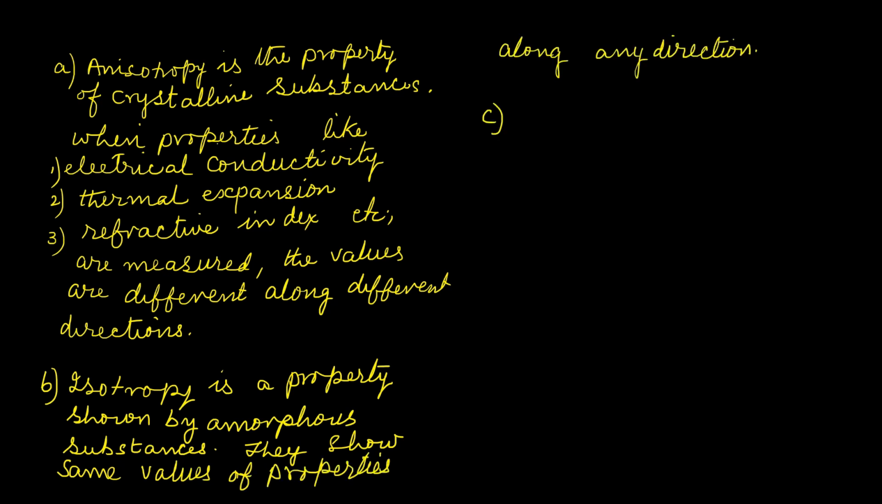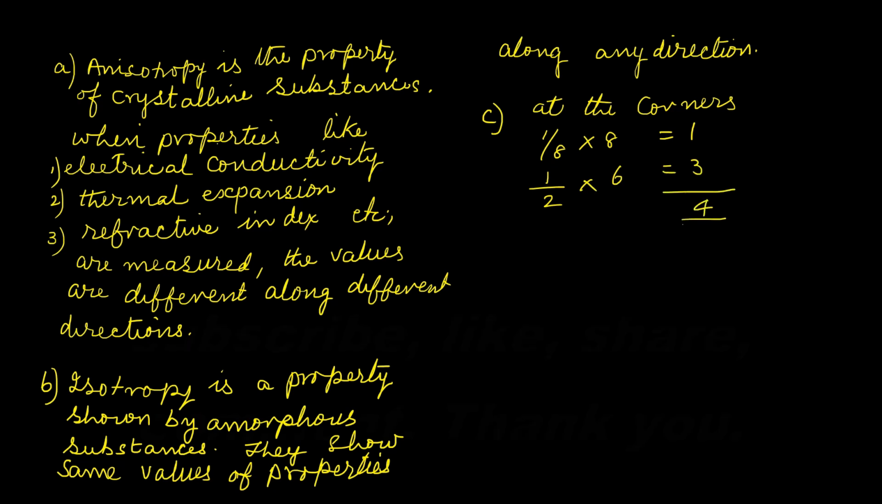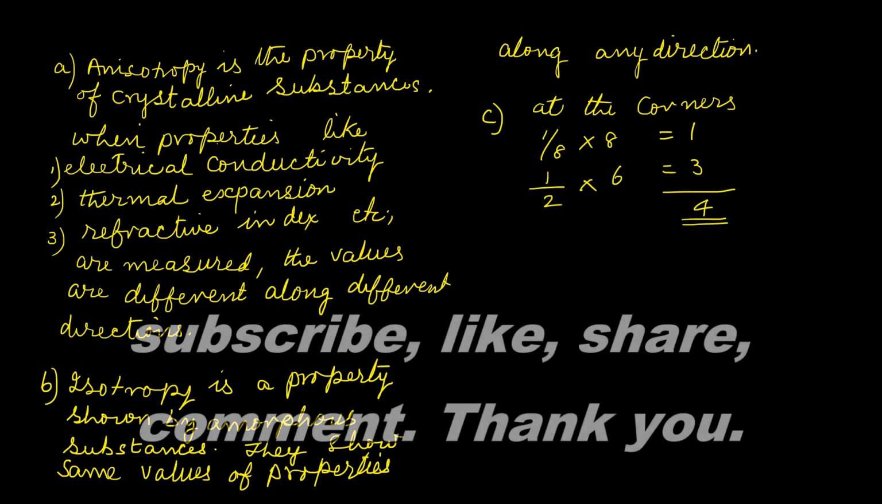Section C. Copper crystallizes in FCC structure. We have to calculate the number of atoms per unit cell and then the mass of the unit cell. Atomic mass is given. Total number of particles for the 8 corners is equal to 1 by 8 into 8 equal to 1. For the faces, half into 6 equal to 3. So total is equal to 4. Answer for section 1 under C is equal to 4.